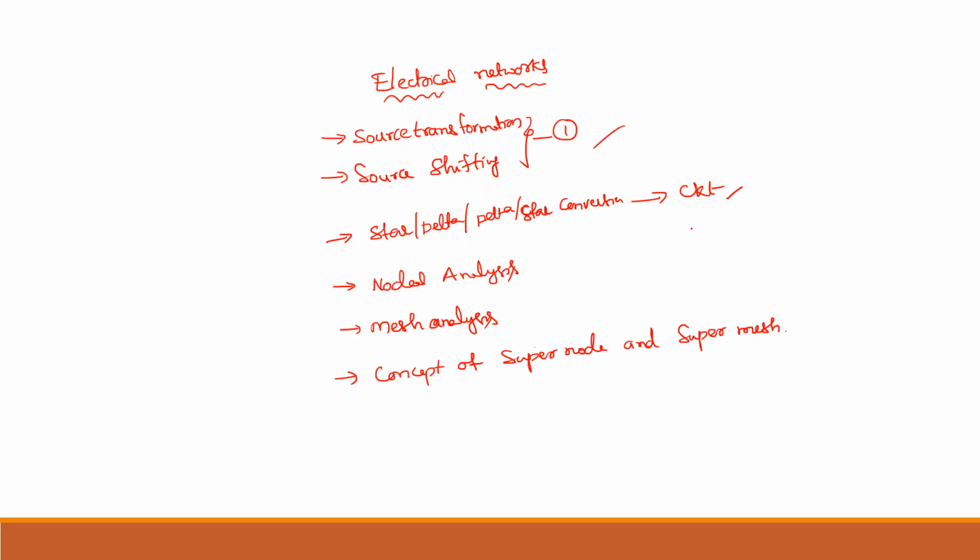Before starting the actual methods: the first method, source transformation, source conversion, source shifting, is a circuit simplification method, because there is no need to write any equation, we only have to simplify the circuit. In star-delta conversion, we have to simplify the network. In nodal analysis, equations we have to write. Mesh analysis, equations we have to write. Before that, we will brush up on some fundamentals.